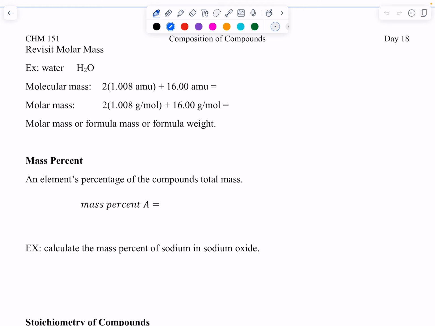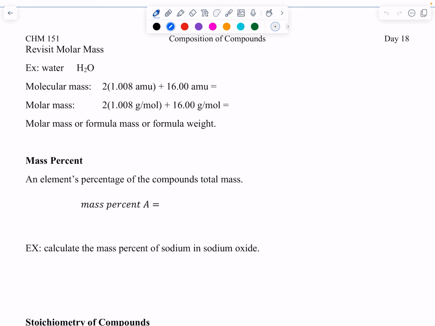So let's revisit molar mass, right? The mass of 1 mole. And why do we do molar mass? Well, we have to weigh to count, right? We can't count individual water molecules or individual atoms or individual formula units, whatever we're talking about. We can't count these molecules and compounds. So we have to do the molar mass, right? And so the molecular mass, right?